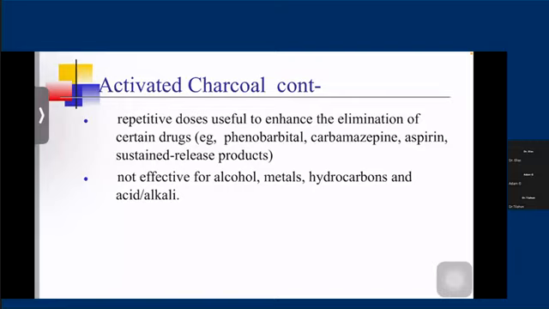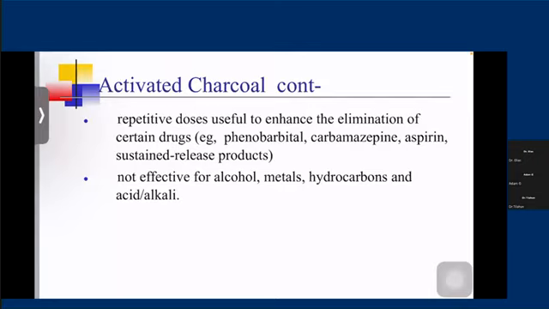But in certain drugs, we can give it even after 1 hour has lapsed. These medications are phenobarb, carbamazepine, and sustained release products, because these medications are anticipated to stay in the GI tract for more than 1 hour, especially phenobarb, which is thought to delay gastric emptying. So if we are able to give charcoal even after 1 hour, the chance of absorbing the drug is high. So we can do it even after 1 hour.